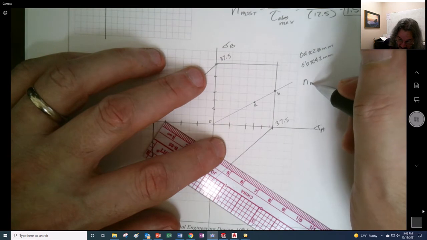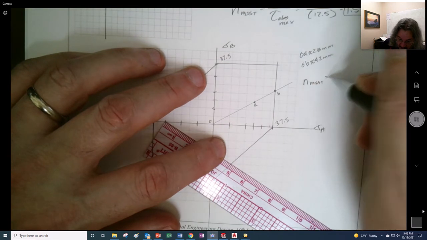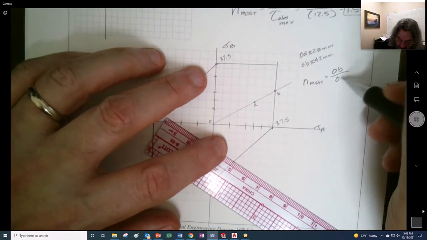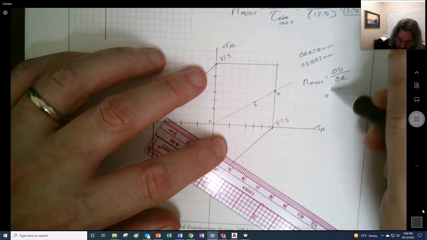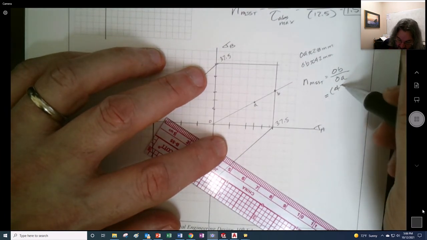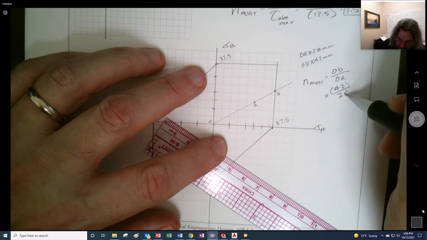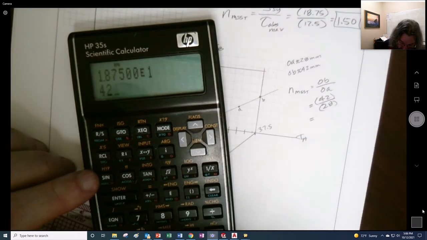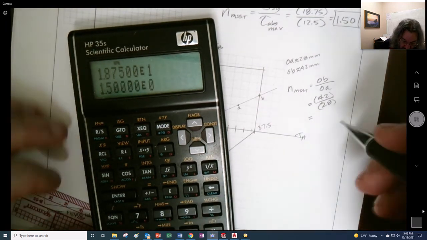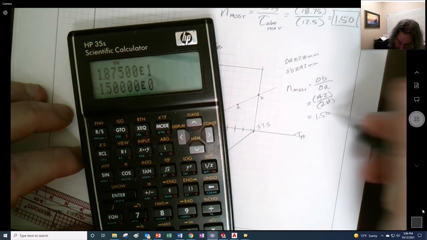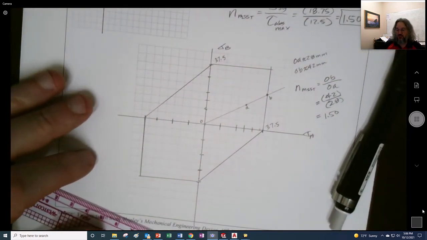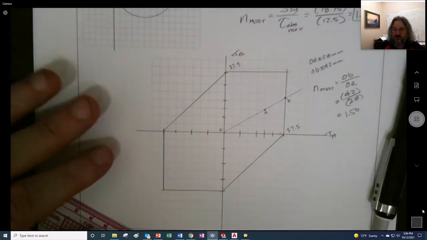So my maximum shear stress theory says that it's OB, this distance, divided by OA, or 42 divided by 28. And so what are we going to get? 42 and 28, I get 1.50 exactly. Wow. That's pretty amazing. All right. Well, that's what this thing is for.